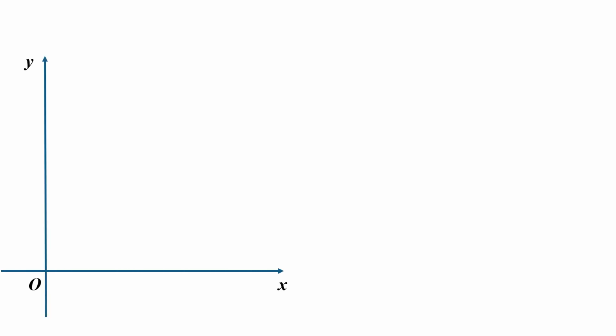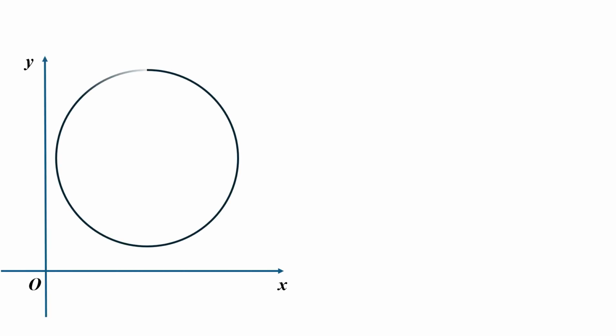Right, let's start off by having the x and the y axis, and of course a circle. This circle has center C, where the x coordinate is a and the y coordinate is b. The circle has radius r units. Imagine a point P that travels on the circumference of the circle, and has x coordinate x and y coordinate y.